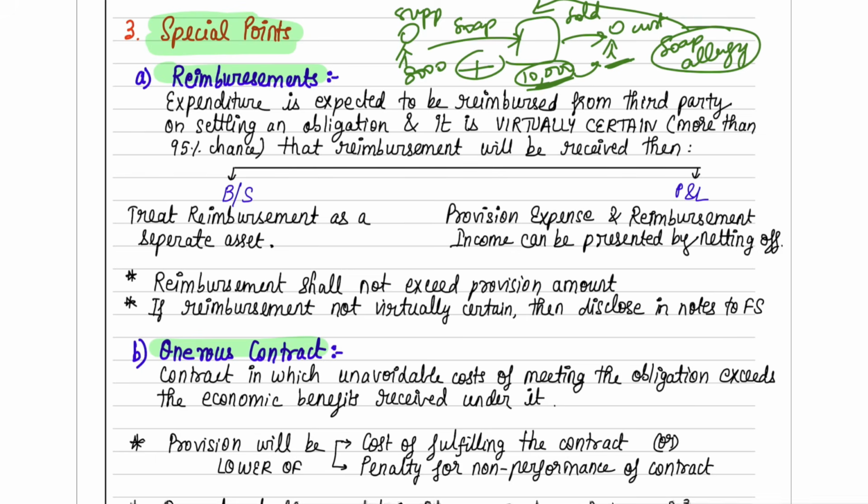Now you will have to refund me the whole amount, because of you I got a soap allergy, etc. So here, because of a bad or faulty product we have supplied to the customer, as a company we are now ready to reimburse the customer. So now we are going to reimburse the customer, suppose, 10,000 rupees.